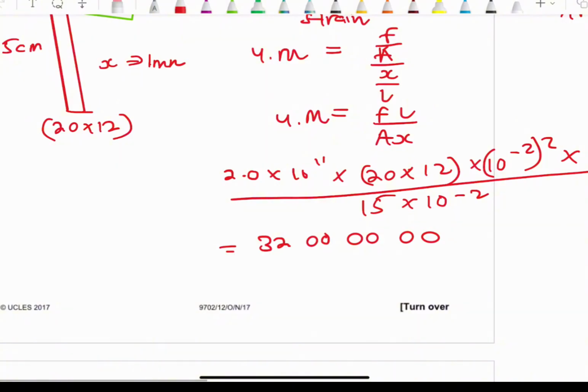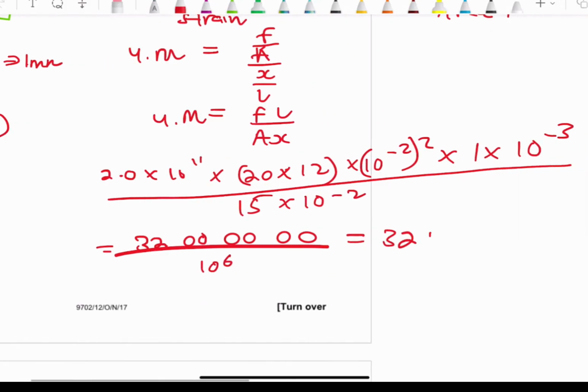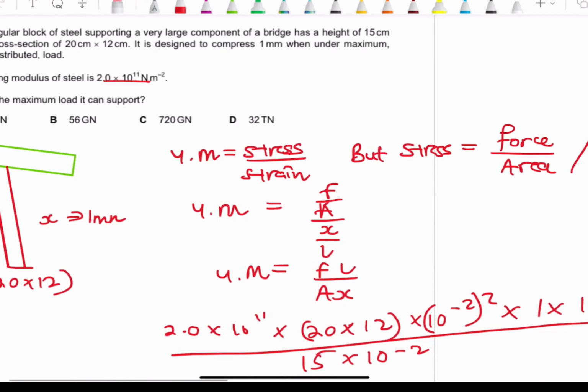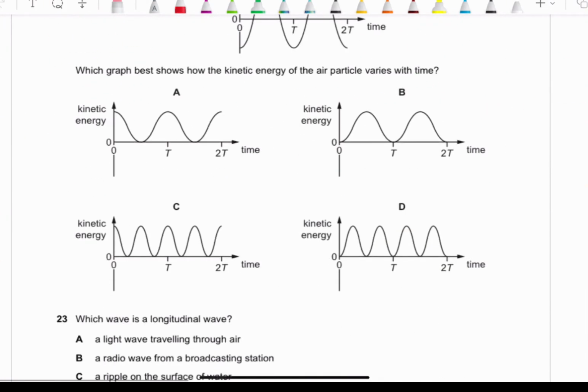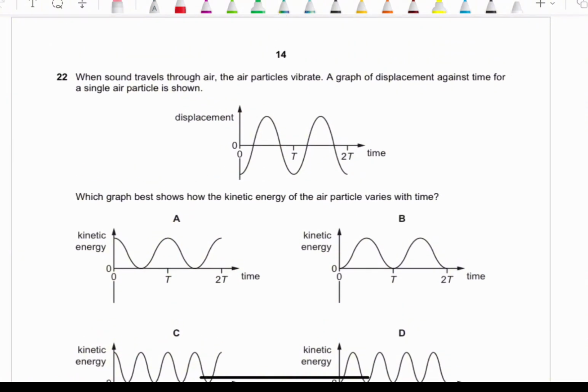Okay, and if I divide this, it's going to be 32. If I divide by 10 to the power of 6, it's basically going to be 32 mega newtons, which is going to be A. Okay, move on to question 23.